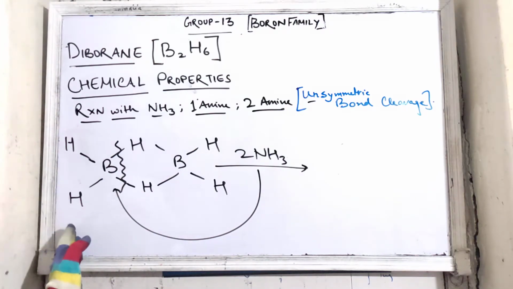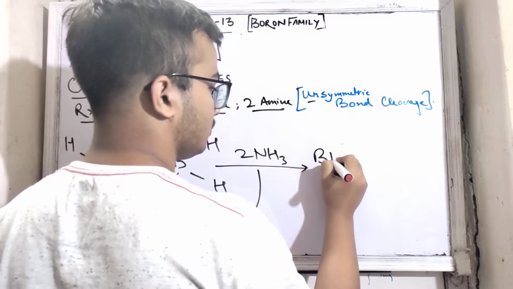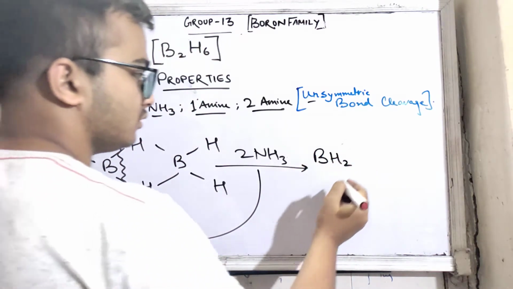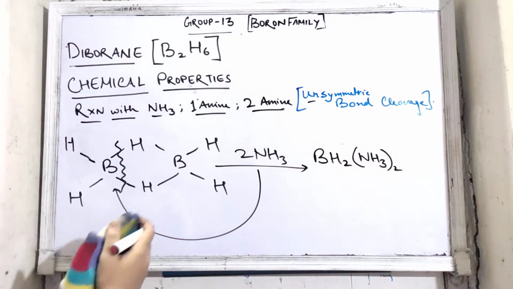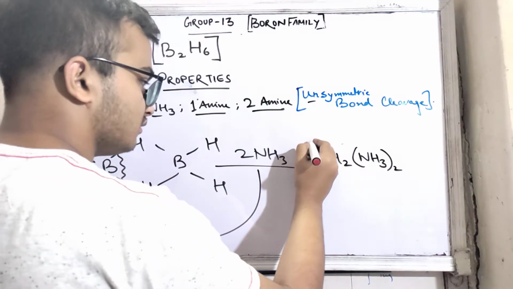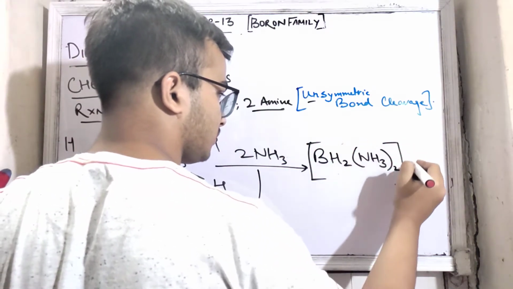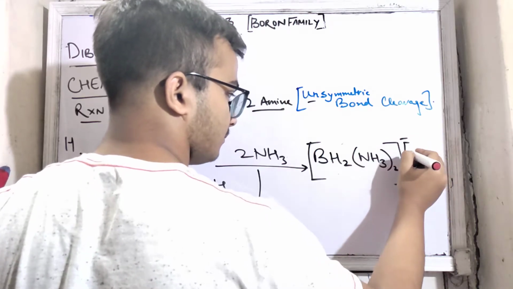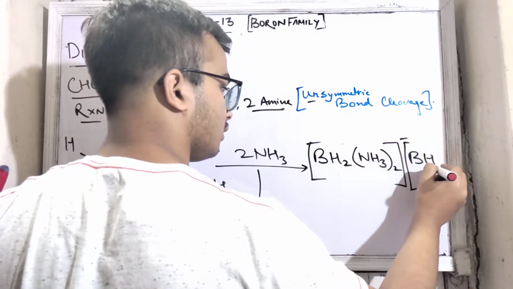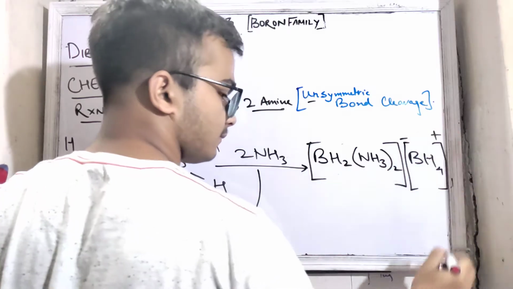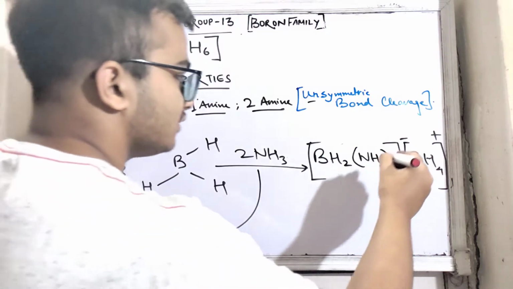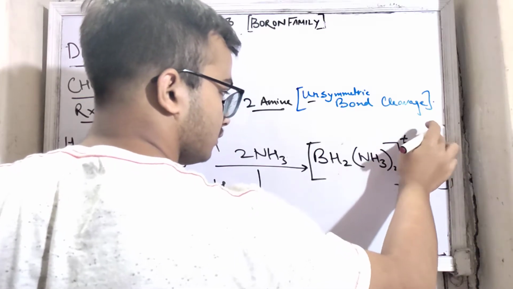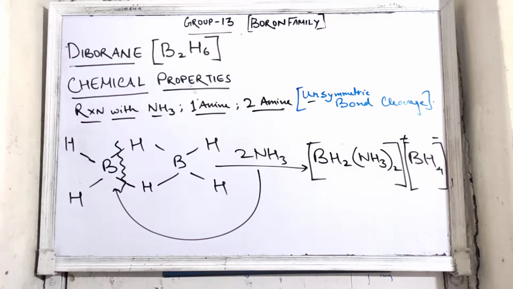What we have is BH2, right? BH2, ammonia is coming, right? 2 ammonia, NH3 whole twice. What is left here? BH4. So this BH2 portion will be positive and the BH4 portion will be negative, right? Clear? I made a mistake again, same mistake, sorry.